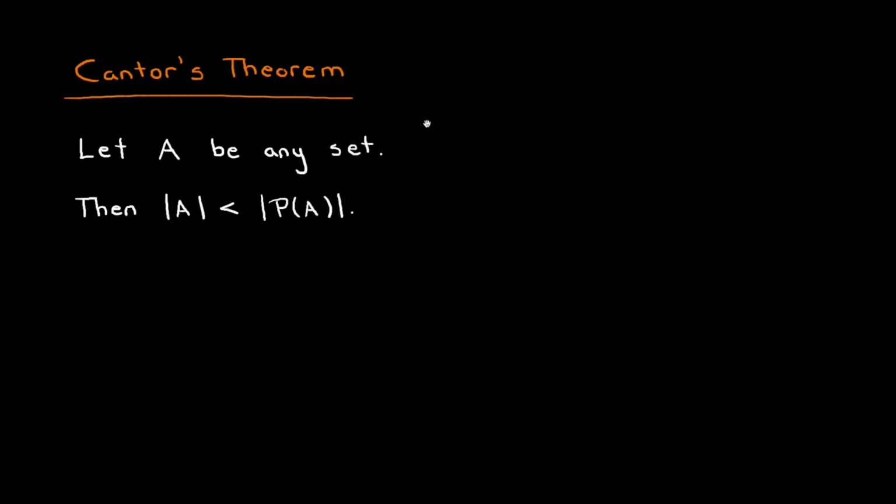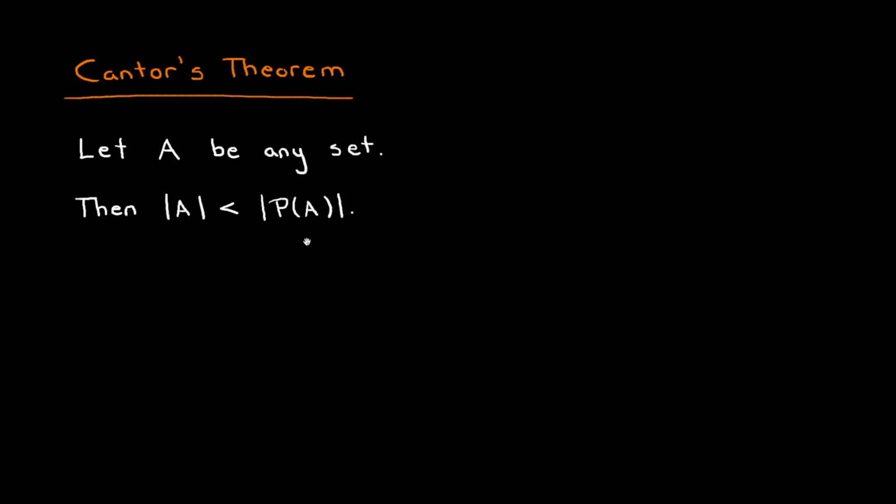In today's video, we will cover Cantor's theorem. Cantor's theorem states that for any set A, whether it's a finite set or infinite set, the cardinality of A is strictly less than the cardinality of the power set of A. So basically, this is a statement about the sizes of two sets. The size of set A is strictly less than the size of the power set of A.